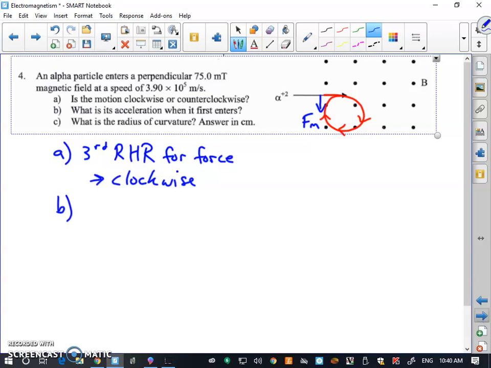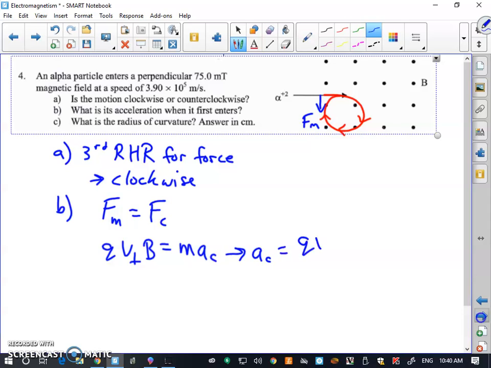In B, what is its acceleration when it first enters? Now we can go ahead and set up our equation that we used a moment ago in question 3. Fm equals Fc. We have Q, V perpendicular times B is equal to M times AC. And now we're going to solve for AC. AC is going to be QV perpendicular B divided by the mass.